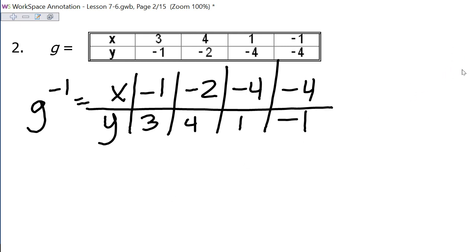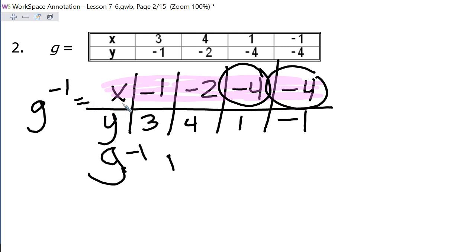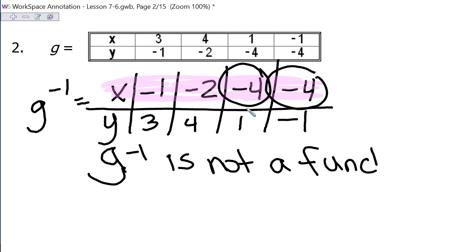Now we also have to decide, is g inverse a function? To determine whether or not it's a function, we need to look at the x values. For the x values, we have a -1, a -2, a -4, a -4. Did the x values repeat? Yes. What repeated? The -4s repeat. So if x repeats, it is not a function. So we need to say that g inverse is not a function.